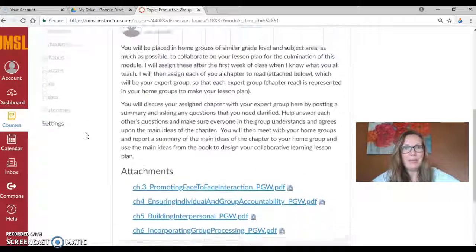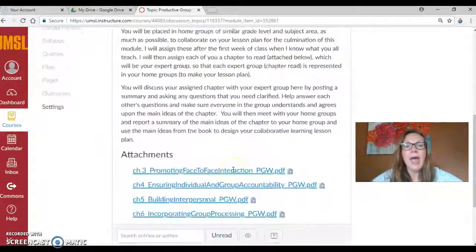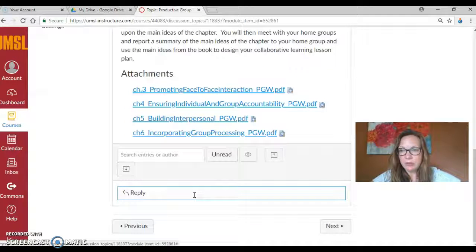But I know you're all busy, and I wanted to also model this jigsaw strategy. After you read your chapter, you will post your summary, the way you understand this part of Productive Group Work. As a group, you will answer each other's questions, construct your understanding, and make sure you understand it.